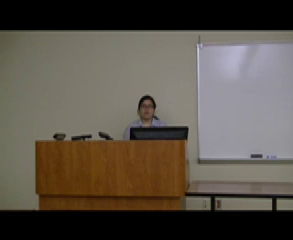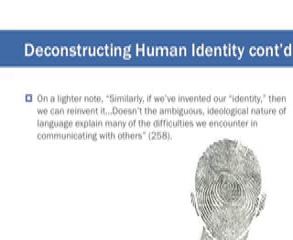Deconstructive theory argues that we don't have one fixed identity. But on a lighter note, we do invent our identity, so that means that we can reinvent it as well. And it can also explain why we may have difficulties with our encounters in the world and with communicating with others, since we're all different people and we have different identities that we claim.